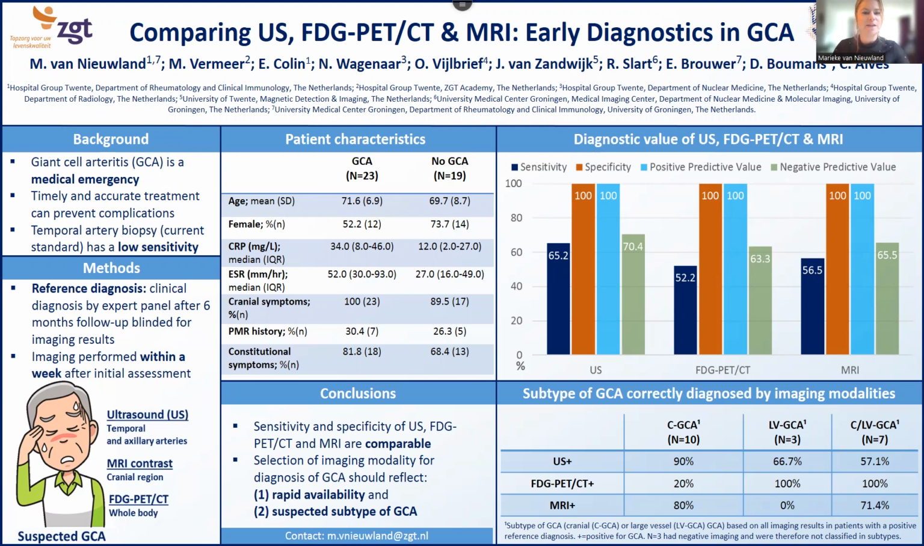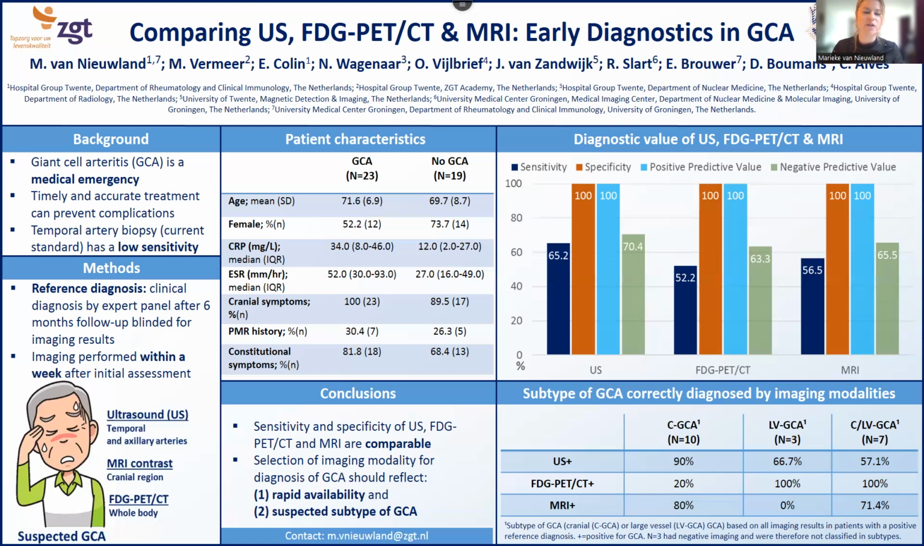So patients with suspected giant cell arthritis were recruited, and within a week, ultrasound, FDG-PET and MRI were performed. And we used a clinical diagnosis made by an expert panel after a 6-month follow-up as a reference standard. This diagnosis was blinded for results of imaging modalities. In total, 23 patients with and 19 patients without GCA were included, and all patients were older than 50.